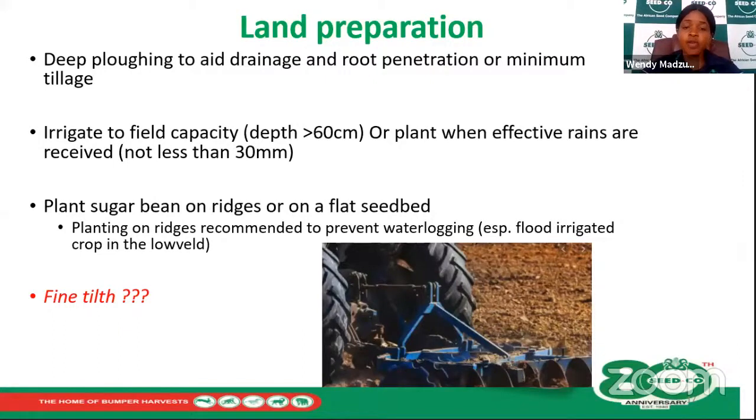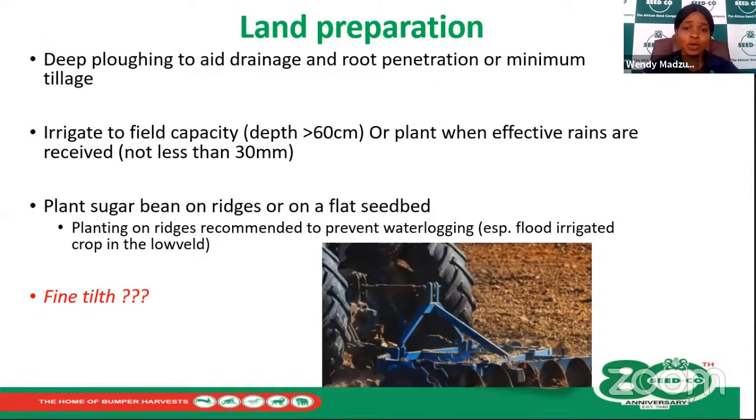Plant sugar beans on ridges or on a flat seedbed. On ridges, it's highly recommended because of the issue to do with drainage. Waterlogged conditions will affect the sugar bean crop, especially for those who practice flood irrigation when they're going to establish their crop through the winter period in the low veld, where the heat units, even through winter, are a bit warmer.